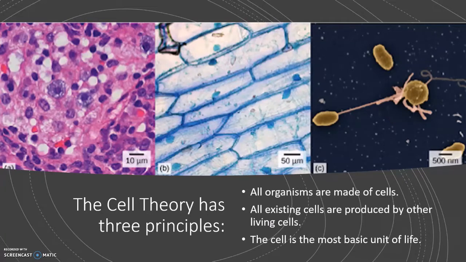And the third part of the cell theory is that the cell is the most basic unit of life. What does that mean? Well, it just means that the cell is the smallest part of an organism that is still going to show all 7 or 8 characteristics of life, depending on how you count them.